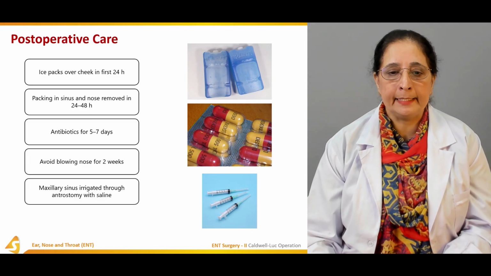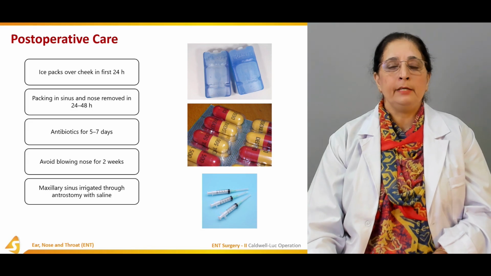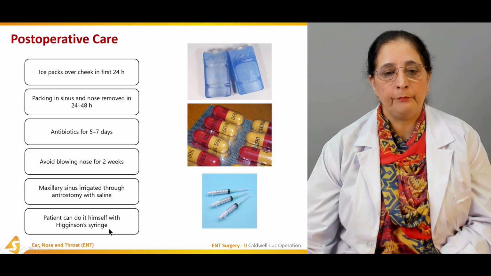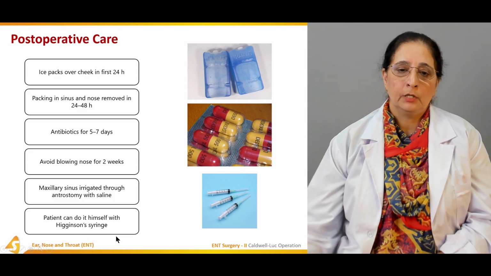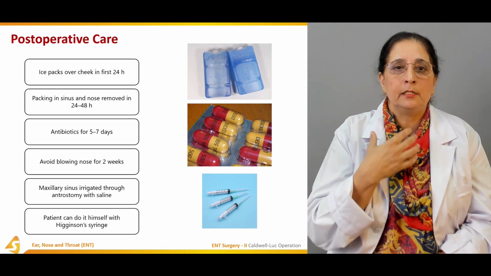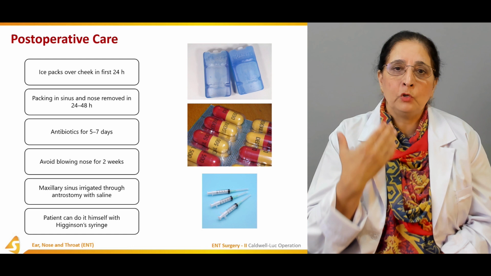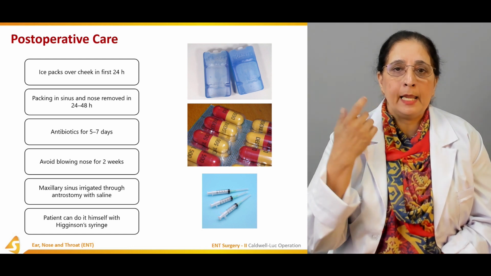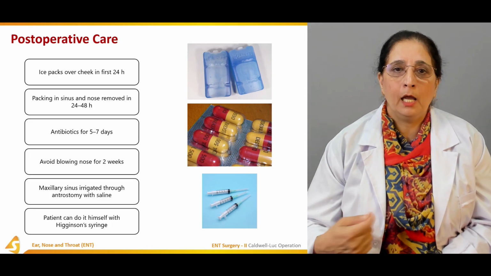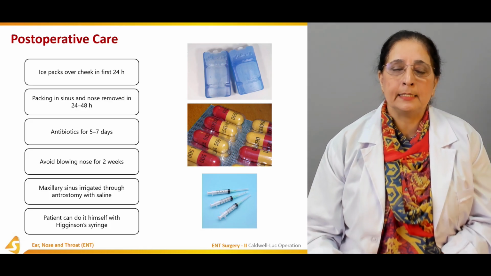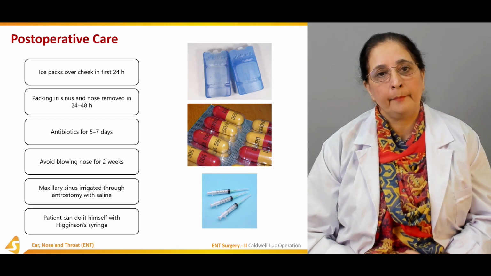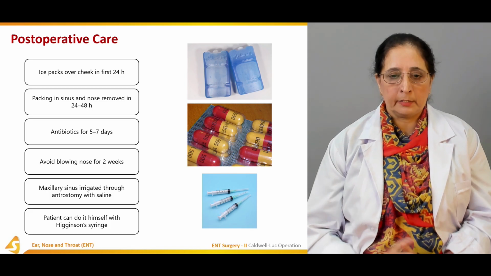The maxillary sinus is irrigated through the antrostomy with saline, and the patient can do it himself with Higginson's syringe. So the antrostomy opening is present, any pathology is removed, packs are removed, nose blowing should be avoided, and any suction or cleaning of the opening is performed. The maxillary sinus is irrigated using saline. The patient can even perform this procedure on his own.